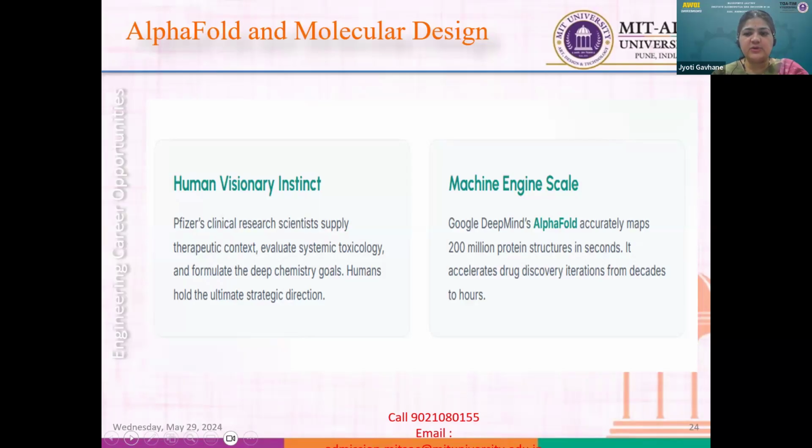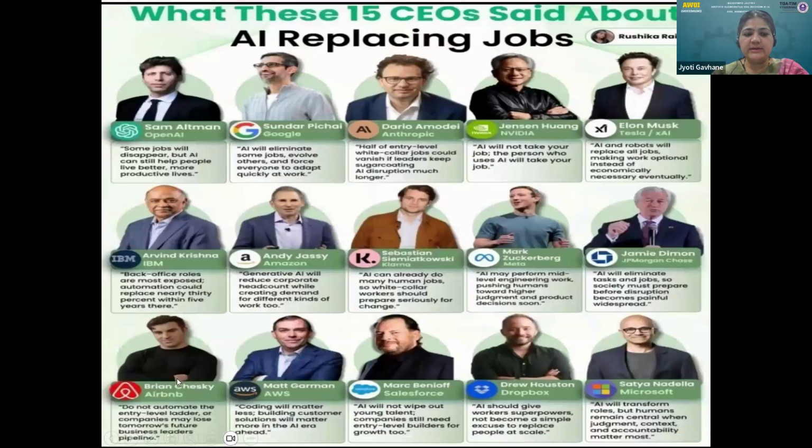Now what the machine is doing, and what the machine is understanding, is important, because it is very difficult when we are designing a molecule or simulating a molecule in a system. So the example is given of how the machine engine is going to scale the human visionary into an actual working product to give the results. Google DeepMind's AlphaFold accurately maps 200 million protein structures, which is very difficult to understand by the human brain. And then it accelerates drug discovery iteration from decades to hours.